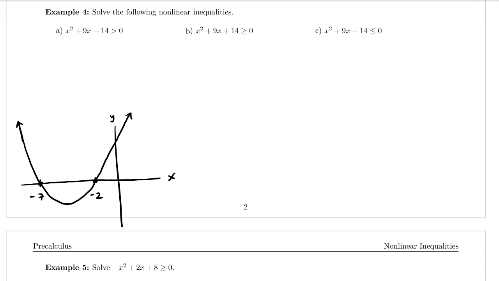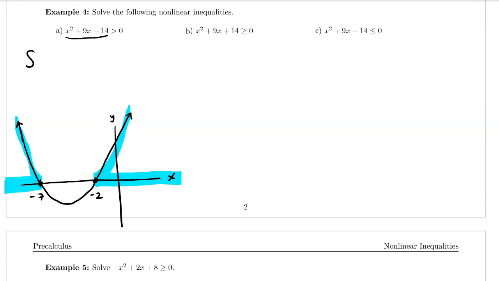And now I want to know, when is x squared plus 9x plus 14 greater than 0? And another way of saying that is, when is our graph above the x-axis? And our graph is above the x-axis everywhere before -7 and everywhere after -2. So on my x-axis, I'm looking at these x values, everywhere before -7 and everywhere after -2.